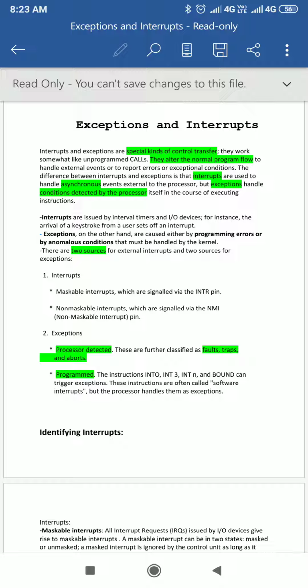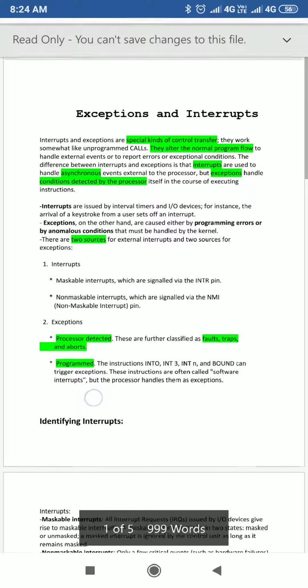Hello all. Our today's topic is exceptions and interrupts. This is your second chapter from unit 4. So, before starting, we will go through what an interrupt is and what exceptions are exactly. Interrupts and exceptions are a special kind of control transfer. They work somewhat like unprogrammed calls.